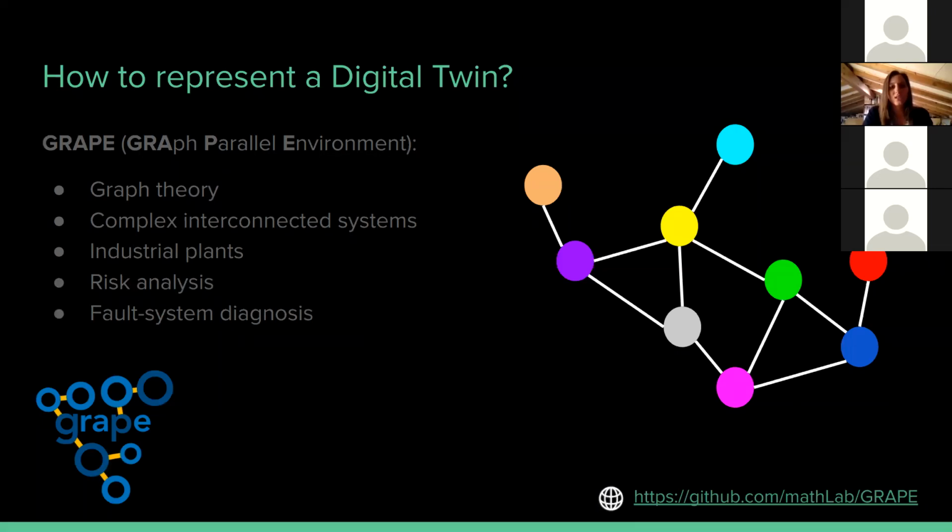Now, I'm going to present you a software, which is called GRAPE, Graph Parallel Environment. It is based on graph theory, and it is able to model complex interconnected systems like industrial plants. What does it do on these graphs? It performs risk analysis, and after the risk analysis, it performs a complete fault system diagnosis of the system.